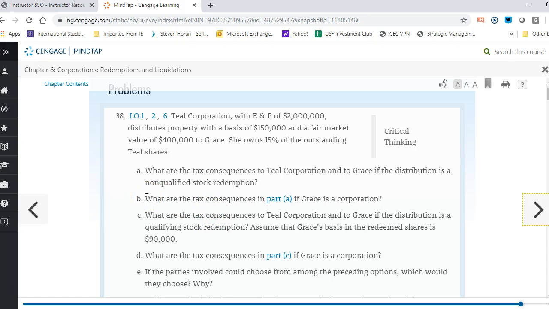If Grace Co. is a corporation, the DRD, the dividend received deduction, kicks in, and you only pay tax on $200,000. So even if you're paying at 21%, the corporate rate, you're only paying on $200,000. Clearly, that's going to be the best deal.